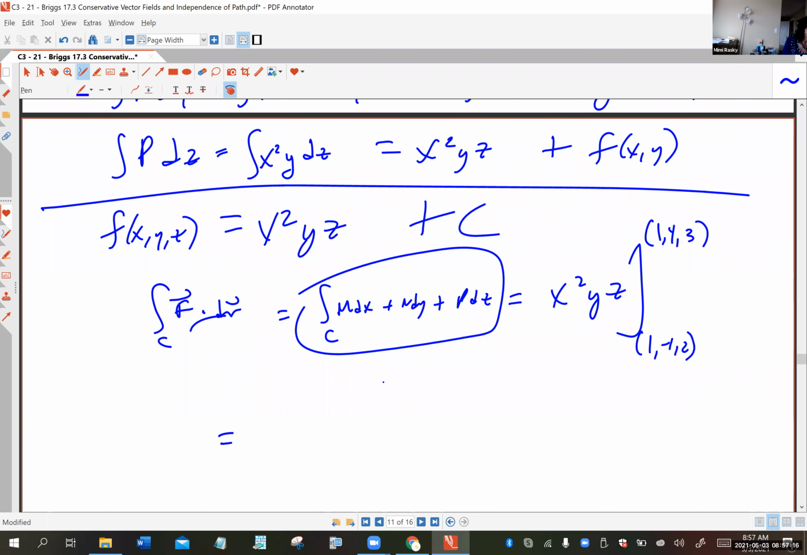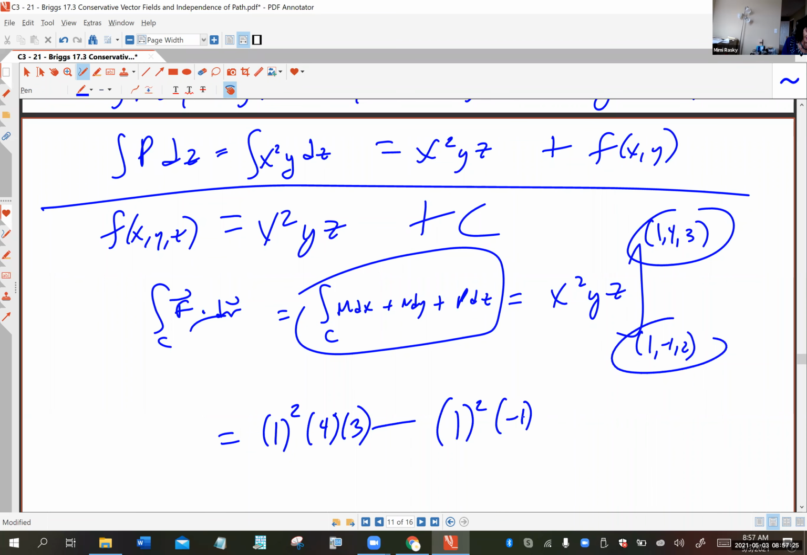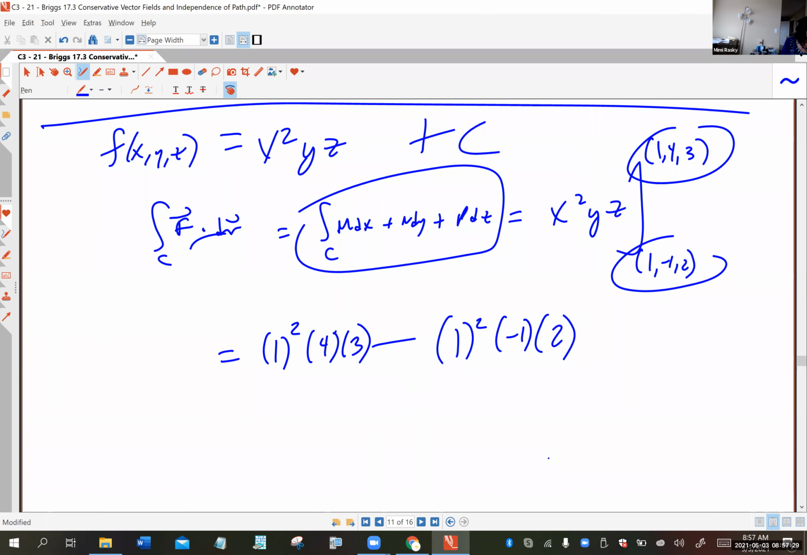Okay, so substitute in the final destination first, minus, and then substitute in the beginning point. Let's see what we get here. 12 minus negative 2. Okay, I get 14. And there you have it. The line integral is 14.